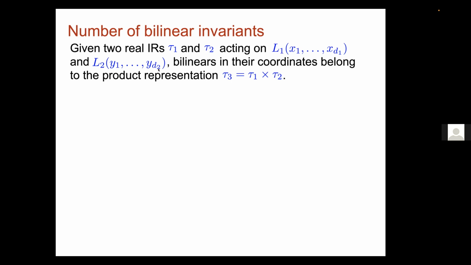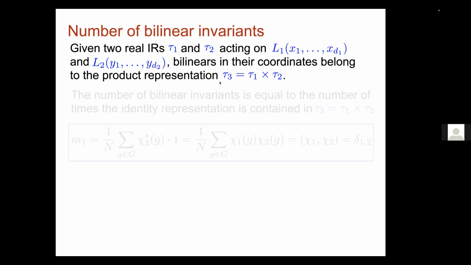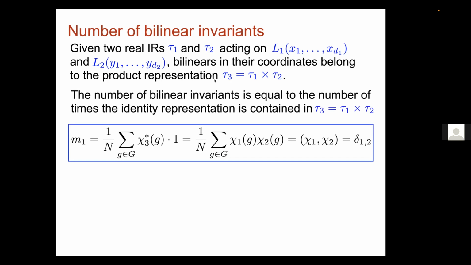Okay, so basically the bilinears, by definition, transform or belong to the product representation. I use tau here, but in general it need not be irreducible. I mean, this is really a typo. I should have written tau3 because I'm assuming that these are irreps, but you know that when you multiply two irreps, in general the thing is reducible. Okay, so this is a typo. I'll correct this. Now, the number of bilinear invariants is equal to the number of times the identity representation is contained in tau3. Why is that?